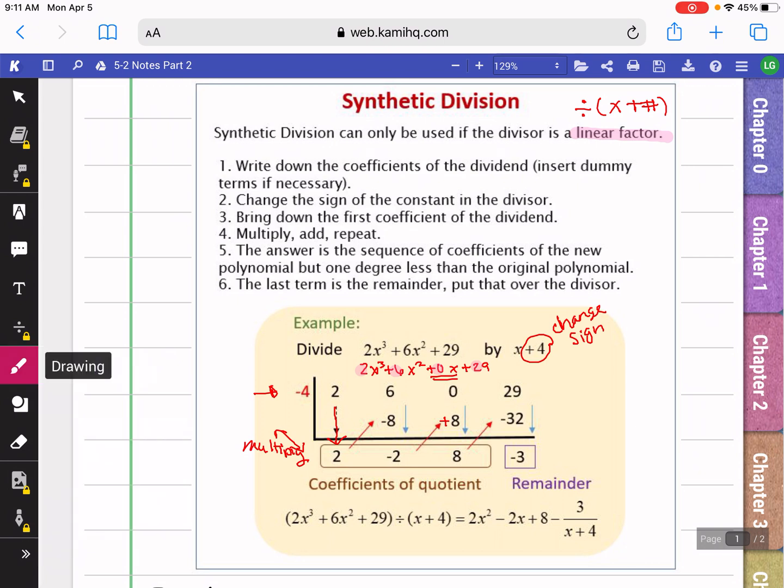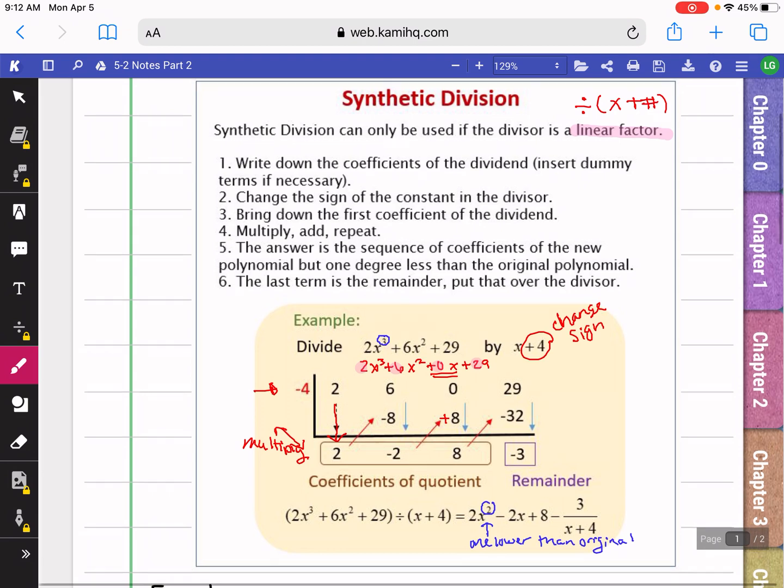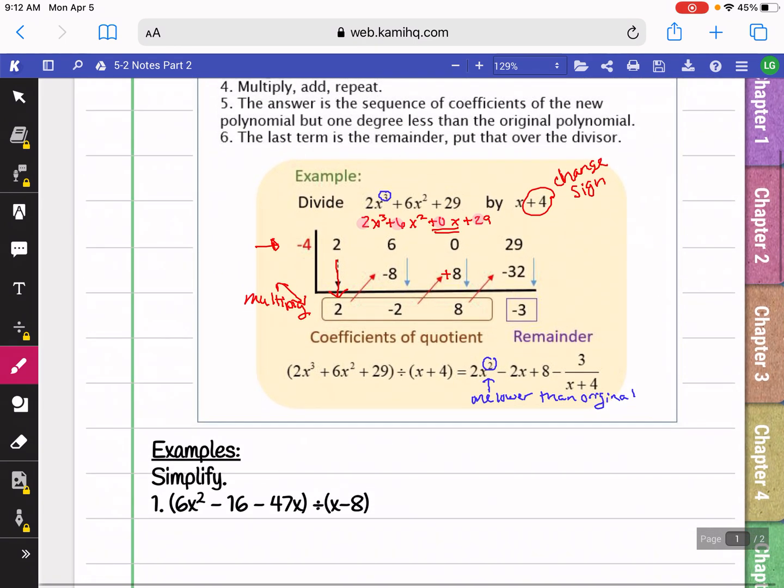Now, when you're writing your final answer, your leading number is going to have a degree 1 lower than the original problem. So here, notice how it started with cubed. In our final answer, we're going to start it with squared. So it's going to be 1 lower than the original problem. And the reason that happens is because, remember, you're dividing. So when you're doing x to the third power divided by x, you're getting x squared. So it does go 1 lower.